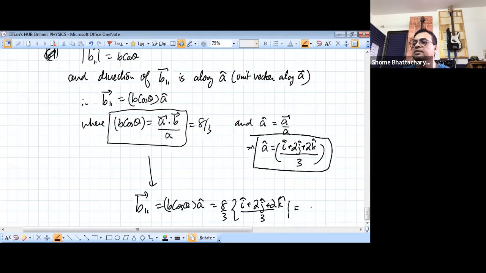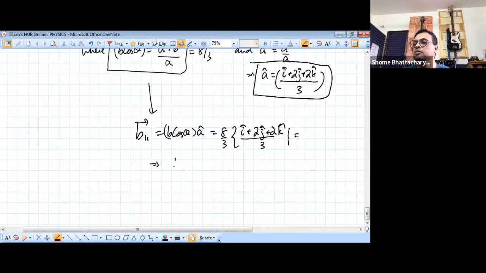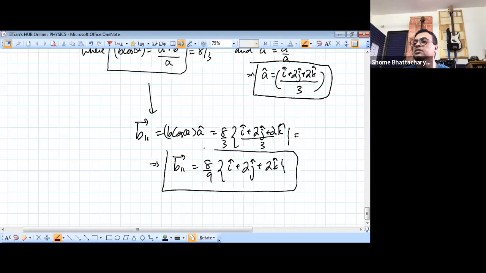So we can take that 1 by 3 outside, and finally our parallel component will be 8 by 9 times I cap plus 2j cap plus 2k cap. So this becomes our final answer. This is the projection of vector B on A, or we can say along A.